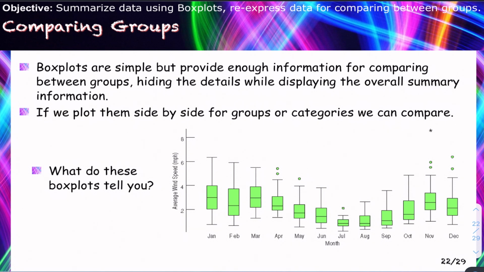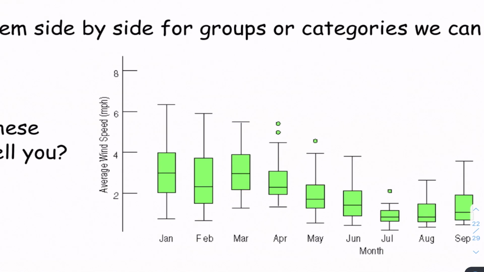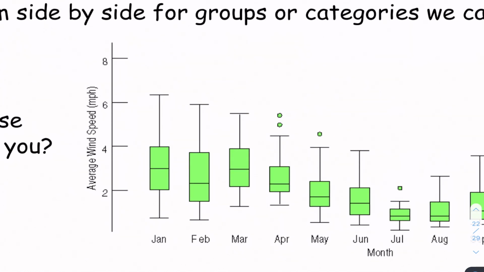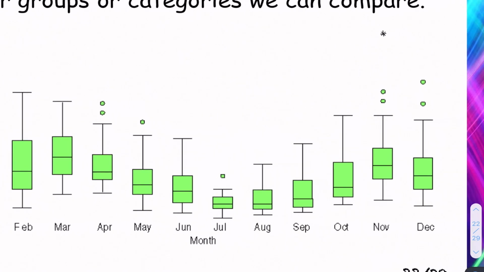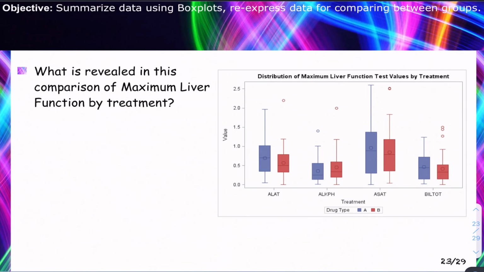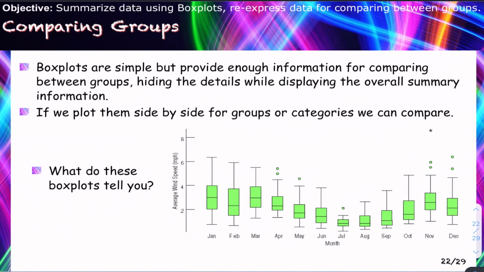So box plots are simple, but provide enough information for comparing between groups, hiding the details while displaying the overall summary information. If we plot them side by side for groups or categories, we can compare those. So if you're looking at this, you can clearly see as January moves into June that the wind speeds die down, although we have some outliers. And then as summer turns to fall, the wind speeds start picking up.